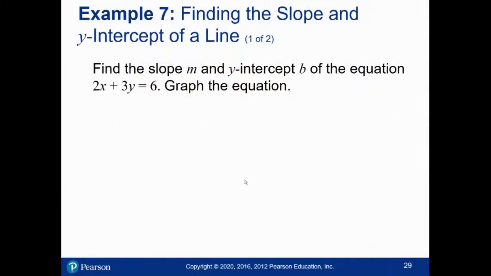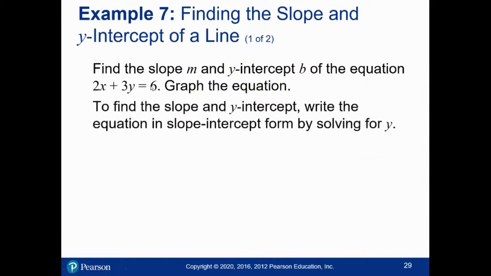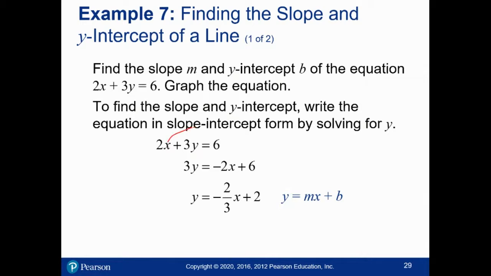So find the slope m and y-intercept b of the equation 2x plus 3y equals 6. Now this isn't in slope-intercept form. So we need to move it around till it looks like slope-intercept form. Okay, so I need to get y by itself. So I move the 2x over. I subtract 2x from both sides. That gets us here. I need y by itself, so I divide everything by 3.